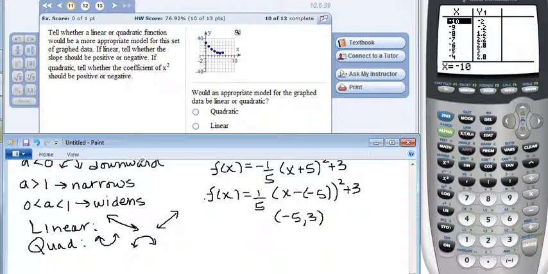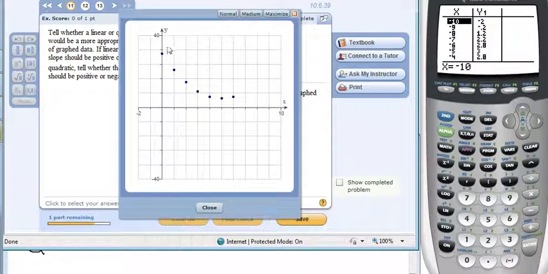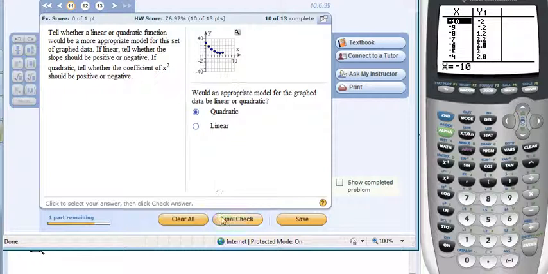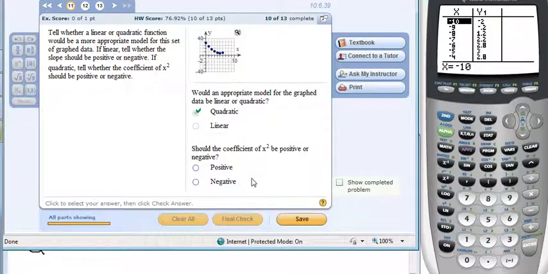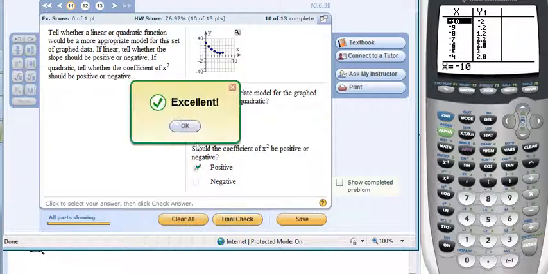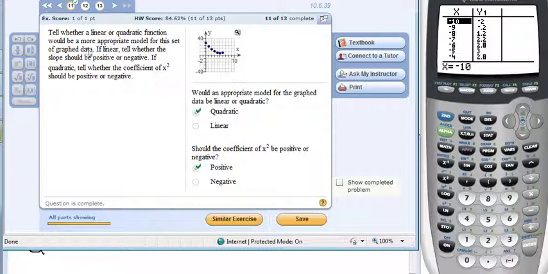So we're going to take a look at this data. Let's just blow this up. This is definitely not a straight line. This is following more of a curve, part of a parabola, isn't it? So to me, this would look more parabolic. It's more quadratic in nature than it is linear. Then you have to take a look at the way it's tipped. Is it tipped upward or downward? Well, for the piece that's there, it's tipped upward. So that means the coefficient of x squared should be positive, not negative, correct? Yes, correct.